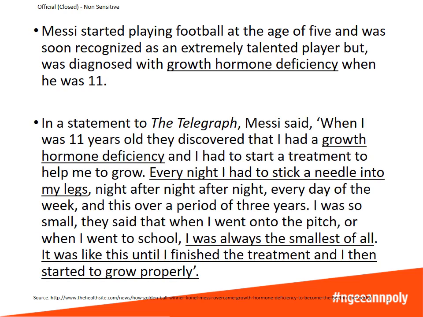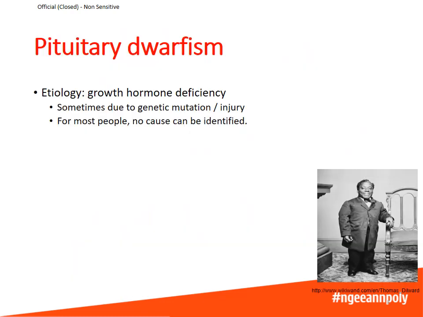He revealed that he had to learn how to inject himself with growth hormone every night. Due to the growth hormone deficiency, he was always the smallest in school or on the pitch, but with proper treatment, he was able to grow properly. Messi's condition is known as pituitary dwarfism.